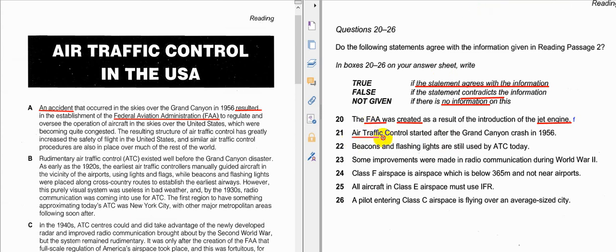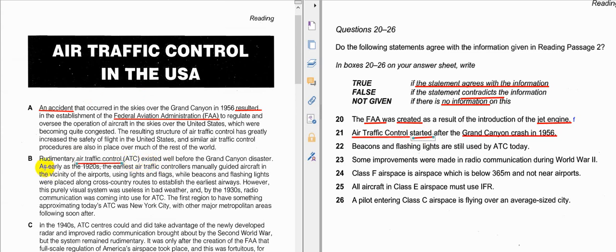We have air traffic control, a name, so that's essential. Started after the Grand Canyon crash. Okay, so Grand Canyon crash in 1956, and then started here. So we have the object, we have the subject, and we have the action word. So let's try and see if we can find those three in the same sentence. All right, so we can already see air traffic control here. Okay, right. And then we have started.